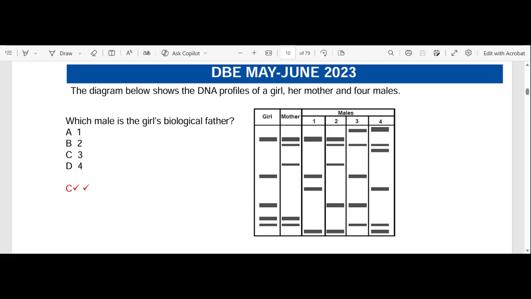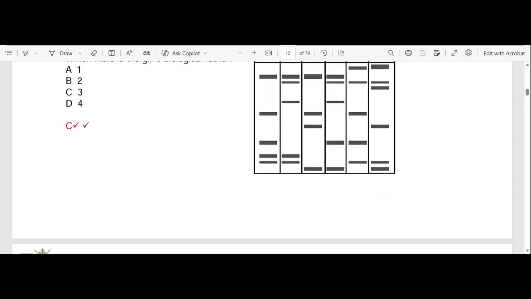So the first thing that you need to understand is that you remove the mother's bars first, and the bars that you're left with are the bars that you use to compare with the bars of the four possible fathers. Okay, let's continue.